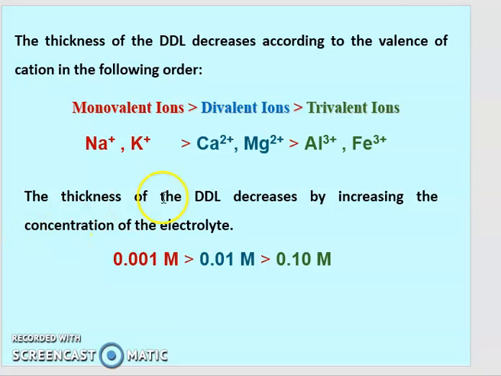The thickness of the double layer decreases according to the valence of cations in the following order. Monovalent ions have a higher thickness than divalent ions and trivalent ions. Look here. The thickness of the electric double layer decreases by increasing the concentration of electrolyte. If you have a diluted electrolyte, you will have a thicker double layer than with a higher concentration of electrolyte.